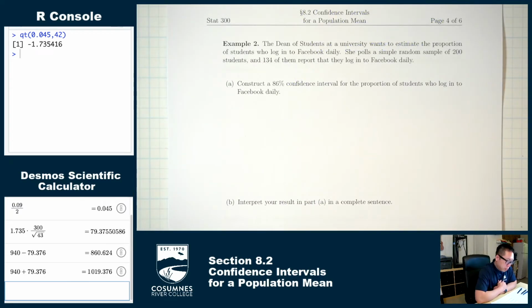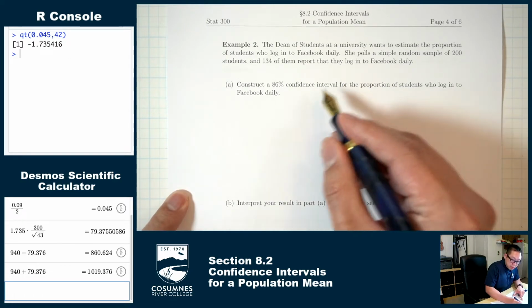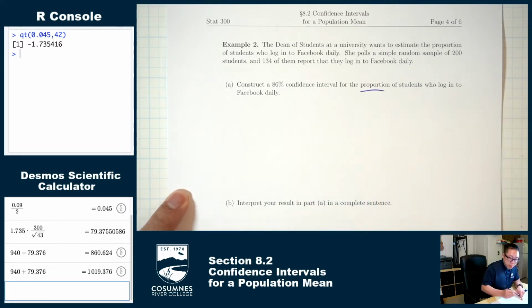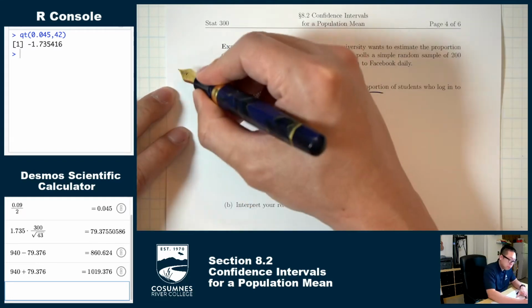Example 2. The dean of students at a university wants to estimate the proportion of students who log into Facebook daily. She took a simple random sample of 200 students, and 134 of them report that they log into Facebook daily. Part A, construct an 86% confidence interval for the proportion of students who log into Facebook daily. First of all, is this a mean question or just a proportion question? It says, find a confidence interval for the proportion. So obviously this is going to be proportions.